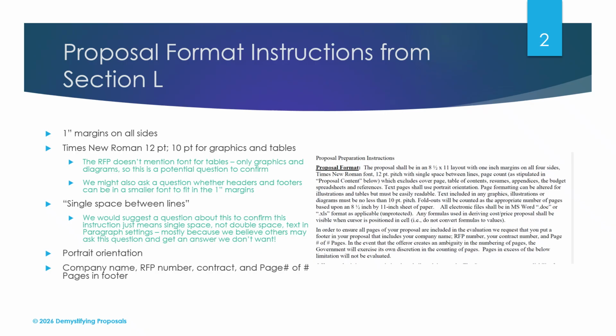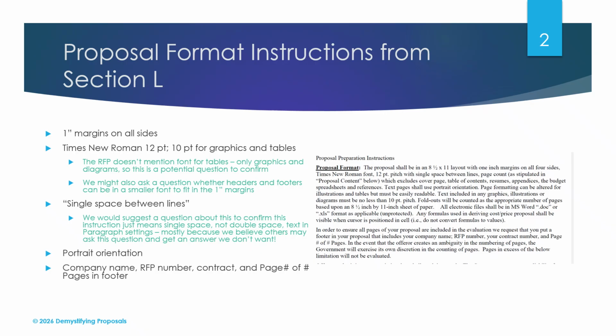We also might want to ask a question about whether the headers and footers can be in a smaller font to fit in the 1-inch margins, because there's a lot of information, as we'll see later, that needs to go into the headers and footers, and fitting that in a 1-inch margin can be tough. There's also a requirement for a single space between lines. This might be a question we also want to ask to confirm that this instruction just means single space in the paragraph headings. I would ask this question mostly because we believe others may also ask this question, and the way they ask it, we may get an answer we don't want.